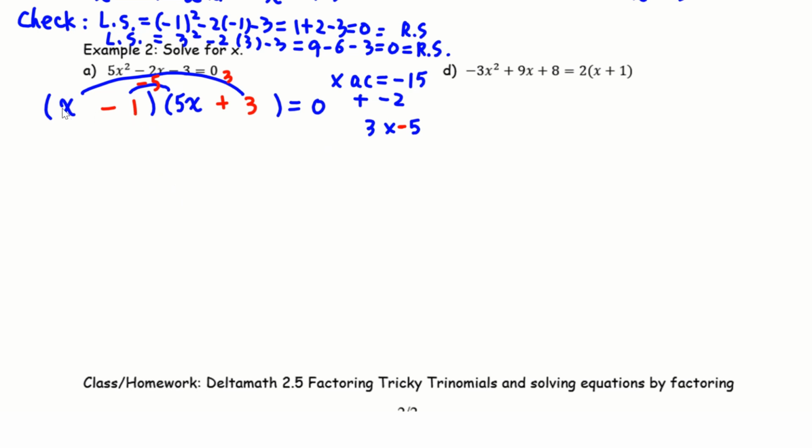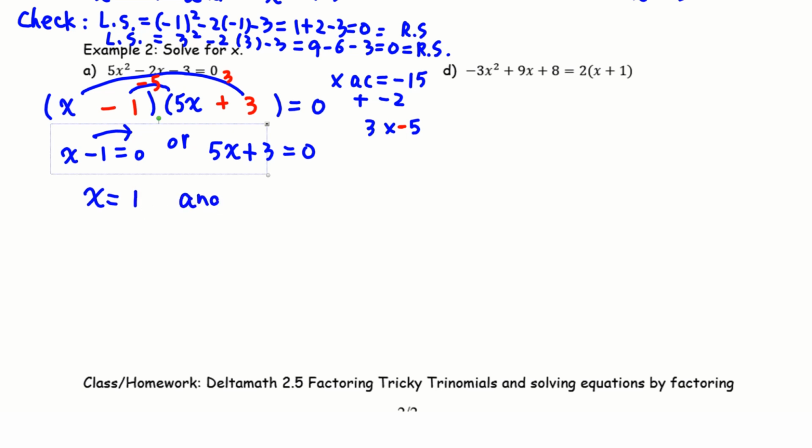And double check. X times 5x is 5x squared. Negative 1 times 3 is negative 3. The middle: minus 5x plus 3x gives you negative 2x. It works. Then we are looking for the x values that make one of the brackets equal 0, so we write each bracket equals 0. Solving for x, we move the negative 1 to the other side, so x equals positive 1, and for the other one we move the 3 to the other side, which is negative 3.